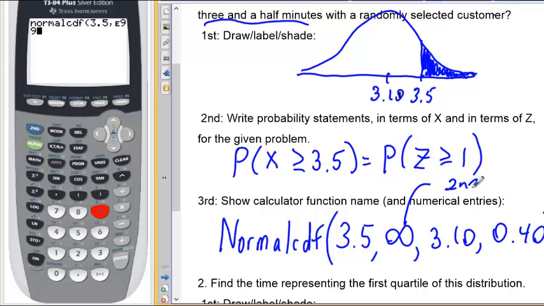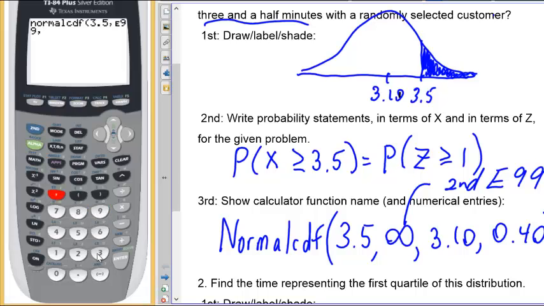So we're using second E99. And then a comma, back to our calculator, a comma for 3.10, our mean, comma, and finally our standard deviation, 0.4. Then I'll close the parentheses, ending the entries that the normal CDF needs. Come to enter, hit enter, and there is our answer.